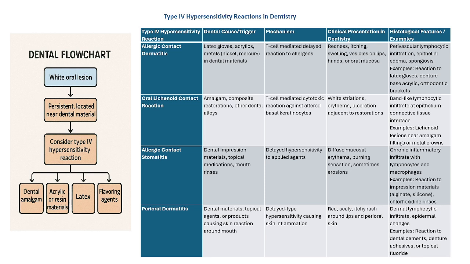So the other common examples for dentistry related to type 4 hypersensitivity reaction can be allergic contact dermatitis, oral lichenoid contact reaction, allergic contact stomatitis, and also perioral dermatitis. So this flowchart can be helpful: whenever you see a white oral lesion which is persistent and located near dental material, then always consider type 4 hypersensitivity reaction, in which the common material can be dental amalgam, acrylic or resin materials, even latex or some flavoring agents that we see in toothpaste.